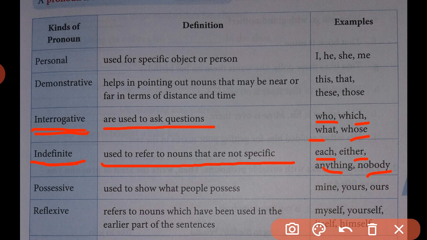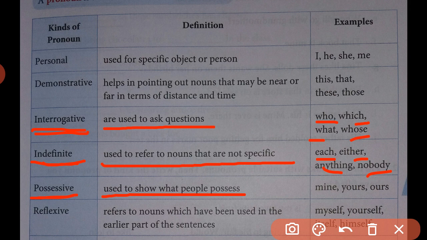Now here we are to discuss another kind of pronoun, and it is the possessive pronoun. According to the table, this is the definition of possessive pronouns: possessive pronouns are used to show what people possess. Earlier, in an early video lecture, we discussed the difference between possessive pronoun and possessive adjective. So again I remind you, possessive pronouns show possession by standing instead of nouns. That means they show what people possess. The simple way of understanding possessive pronouns is this: they show what people possess. That is why they are possessive pronouns.